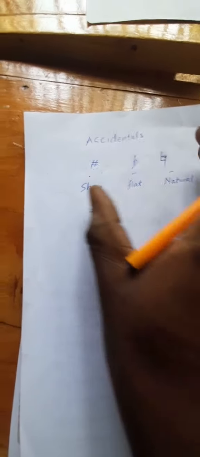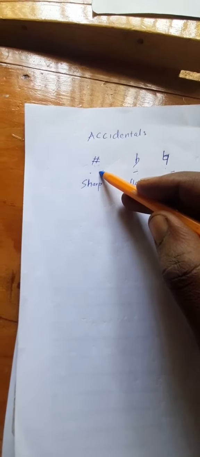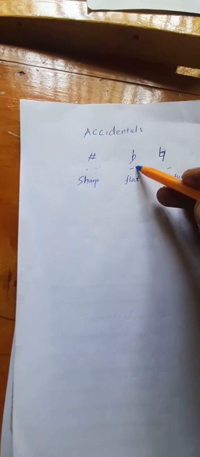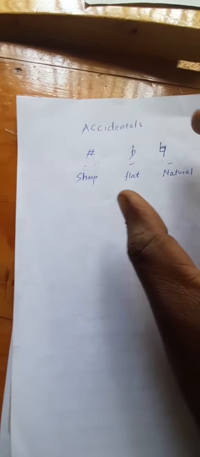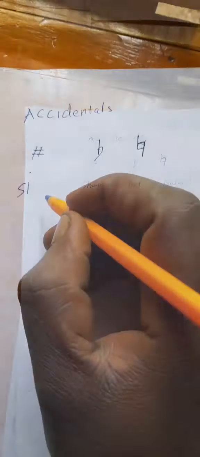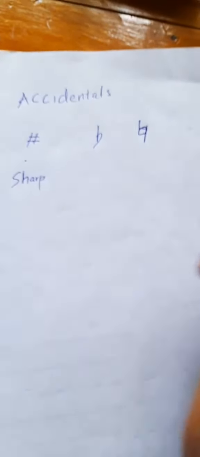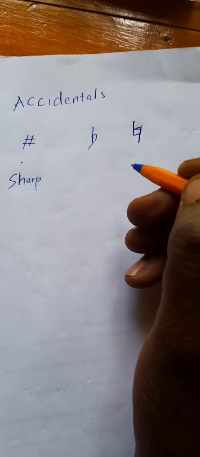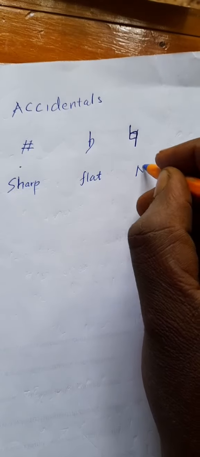Apart from indicating the key signature, these can also be used to raise or lower a note. This one raises a note by a value, and this one lowers a note by a value. Then this one neutralizes it. Don't worry, we shall talk about it. It's just an introduction, and I want you to know what accidentals are. This one is referred to as the sharp, a sharp sign or sharp accidental. This one is flat. Then this one is natural.